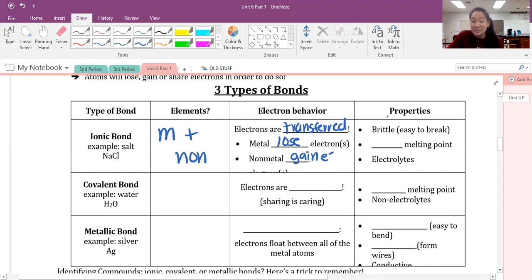Some of the properties they have are that they're brittle, they have high melting points, and they're considered electrolytes, meaning they have charges. We talk more about this in the next unit, so don't worry too much about it.